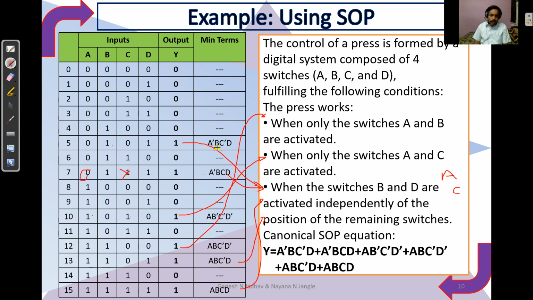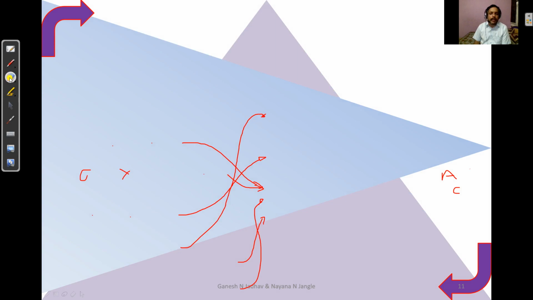So if I write down the minterms for each, and write down the canonical SOP, this will represent 6 terms in the canonical SOP. So we have to minimize this circuit using the K-map technique. Let's see how we can minimize this circuit using the K-map technique.